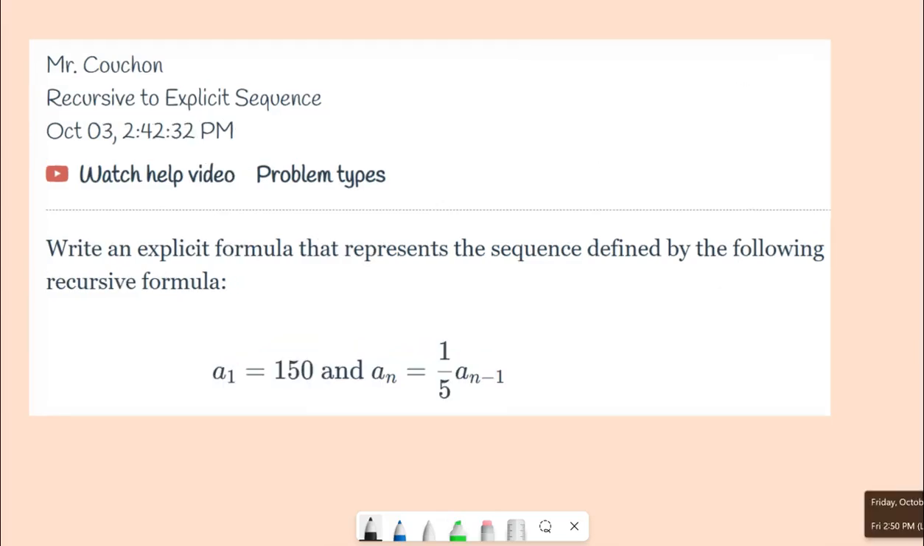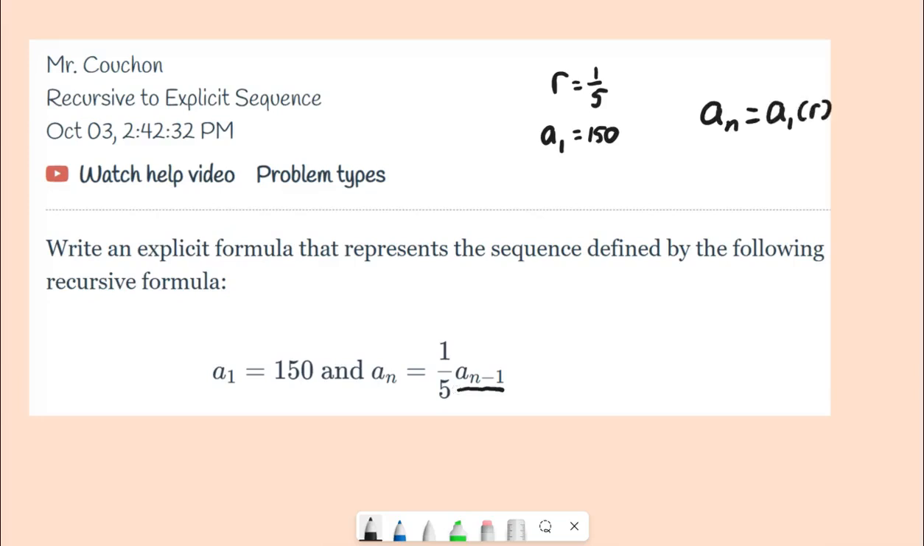Okay, here's another one. Zero in on the previous term. What are we doing to it? We're multiplying it by 1/5. So that ratio, the common ratio now, is going to be 1/5. And the A1 is going to be 150. So let's not forget that formula. It's A sub n equals A sub 1 times r to the power of n minus 1. Do we have the A sub 1? You bet we do. So A sub n is going to be 150 times 1/5 to the n minus 1 power.